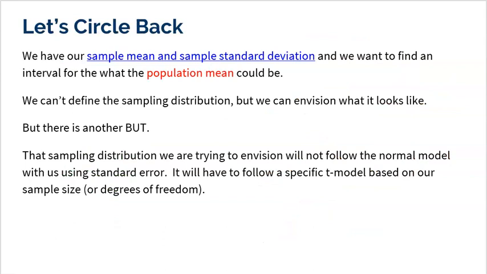Okay, let's circle back. So we have our sample mean and our sample standard deviation. What we want to find is the population mean. Let's not lose sight of what we're trying to do here. We're trying to use a sample mean to point us towards a population mean. Now, we can't define the sampling distribution because we don't know sigma and we don't know mu, but we can certainly envision it. It does exist. But the sampling distribution that we want to envision is not necessarily going to follow the normal model when we use standard error, but it will follow the T model.